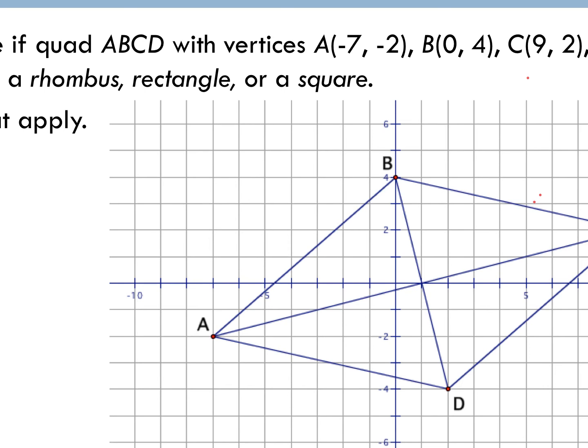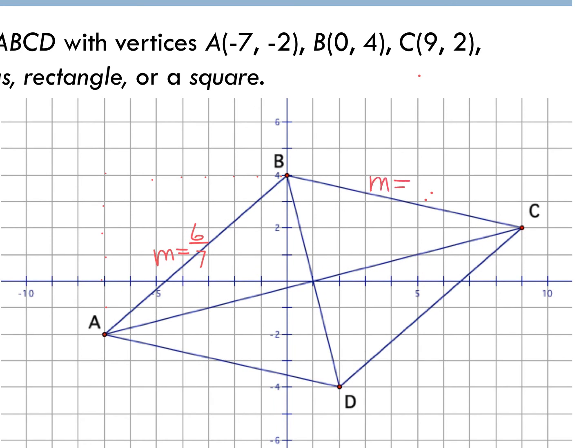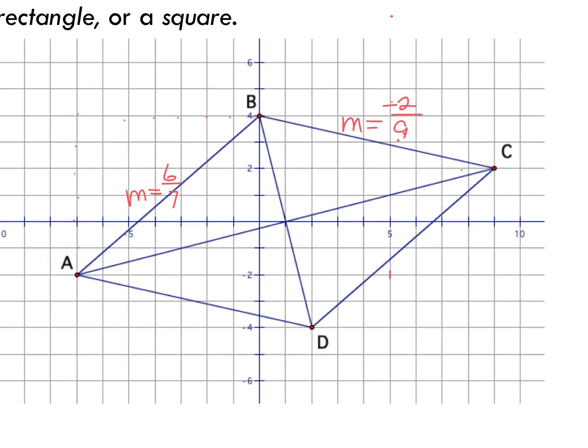Okay, so here's what I'm going to do. I'm going to find the slope of each of these sides. I'm going to do my rise over run and count what the rise and run are. So up 1, 2, 3, 4, 5, 6 over 1, 2, 3, 4, 5, 6, 7. All right, so the slope of AB is 6/7. Over here, the slope of BC, I'm going to do the same thing. It's down 2 over 1, 2, 3, 4, 5, 6, 7, 8, 9. This is -2/9. And just let me make sure that my B was correct. Yeah, it was. Okay, now I'm going to find the slope of CD. And it's down 1, 2, 3, 4, 5, 6.